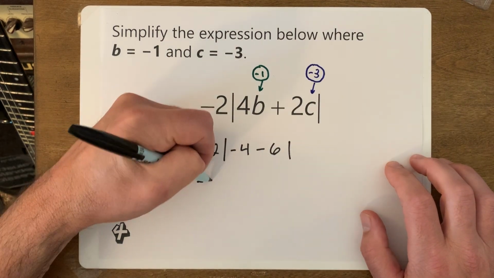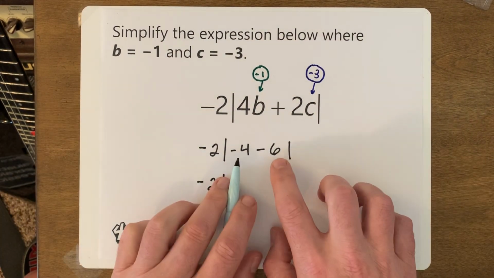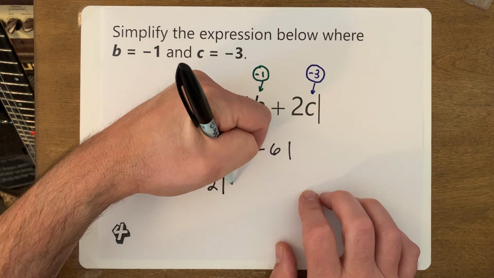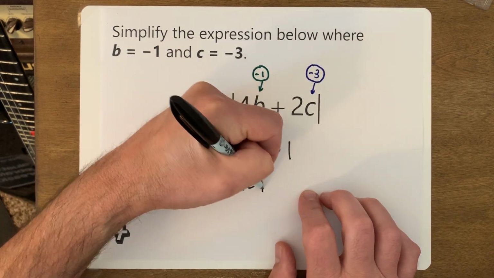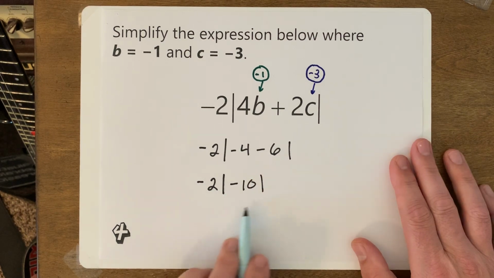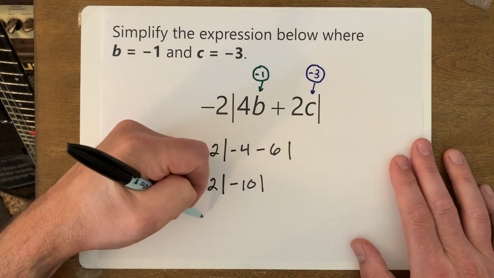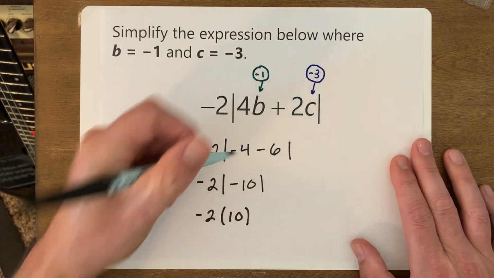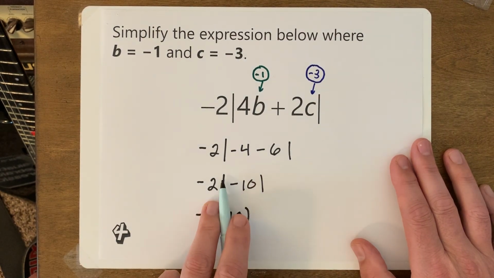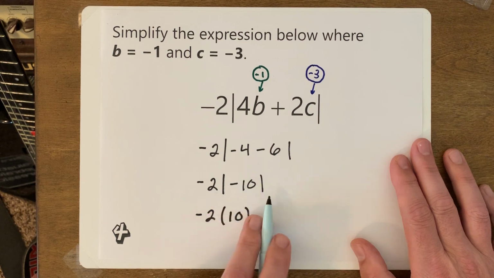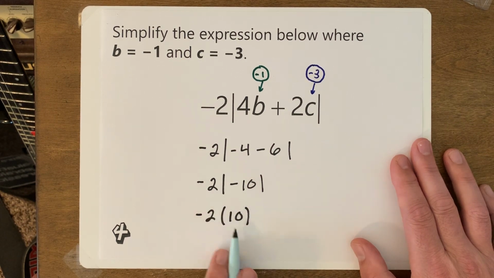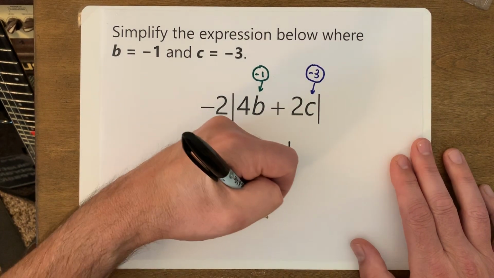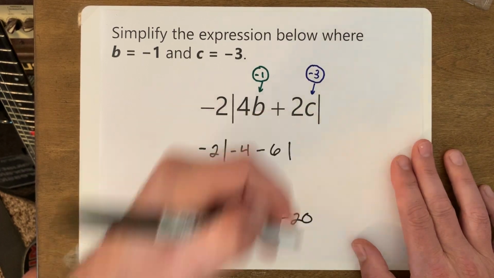So now we have negative 2, absolute value of, negative 4 take away 6 is even more negative, negative 10. Okay, now the absolute value of negative 10 is positive 10. So now we have negative 2 times 10, and now I'm going to use parentheses because I evaluated the absolute value and the bars are no longer there anymore because I already did that operation. So negative 2 times 10 would be negative 20.